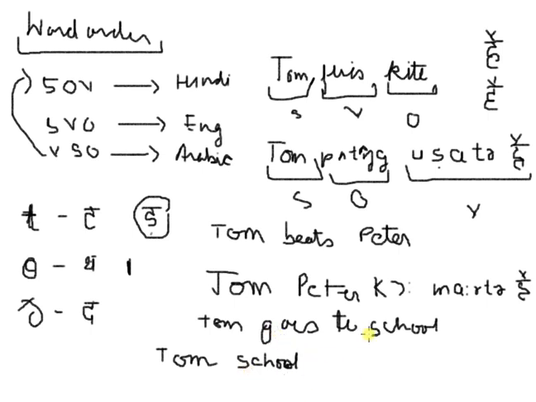Now the verb "goes" will become "jata". So I'll use a "ja", and a "t" and an "a". "Jata hai". And the "hai" is again there. So I'll say "Tom school jata hai". Okay. Moving further.